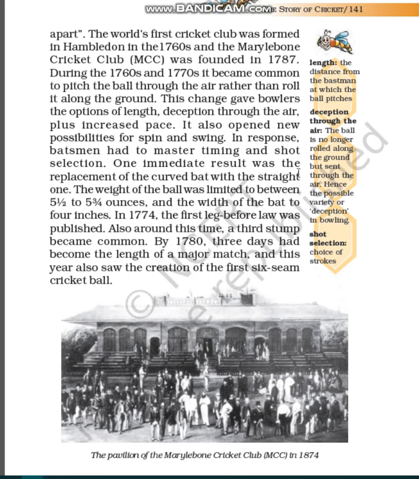One immediate result was the replacement of the curved bat with the straight one. The weight of the ball was limited to between 5½ and 5¾ ounces, and the width of the bat to 4 inches. In 1774, the first leg before law was published. Also around this time, a third stump became common. By 1780, 3 days had become the length of a major match, and this year also saw the creation of the first 6-seam cricket ball.